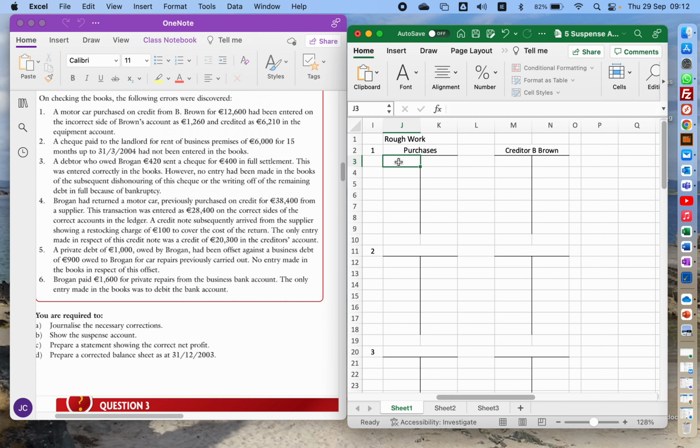So, okay, so motor car purchased on credit from B. Brown, 12,600. So purchases, I have more expense, so 12,600 goes on the debit side, and B. Brown, I owe more money, because B. Brown is a liability, the plus of a liability is the credit side. So that's what we should have done.